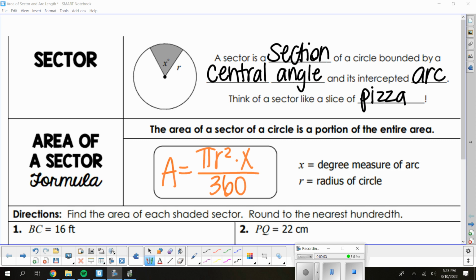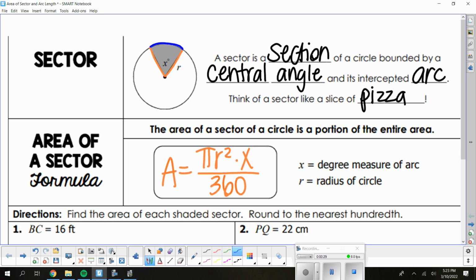Today's lesson is going to start on page 7 of your note packet, and we are going to be doing area of sector and arc length formulas. So a sector is a section of a circle bounded by a central angle. Remember, your central angle has its vertex at the center, and its intercepted arc, which you find by connecting endpoint to endpoint of the angle. Think of it like a slice of pizza, if you took that whole thing out.